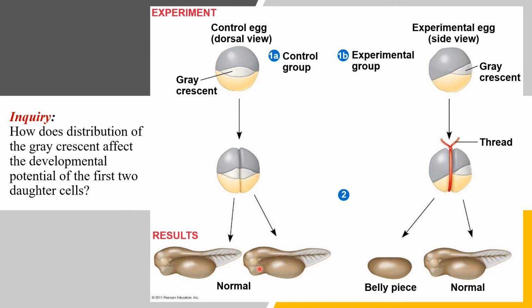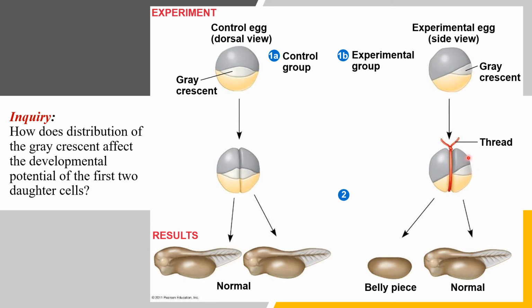Okay, but in the experimental group, if, for example, this is the gray crescent, and the cleavage of this developing embryo has been placed so that the gray crescent is separated from the posterior side, unlike this one where equal right and equal left are considered. In this one, what will happen is there will be one normal larva, and the other one will just have an underdeveloped larva. So only a belly piece will develop in the part of the zygote that was separated from the one with the gray crescent.